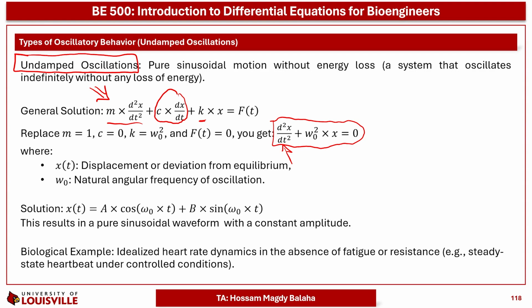And x is the displacement or deviation from equilibrium. If you are modeling a system and you find the final differential equation of that system looks like that, then this system is under the category of undamped oscillations. In this case, we have a general solution, x of t equals a cosine omega naught t plus b sine omega naught t. This equation is a pure sinusoidal waveform with a constant amplitude. It can be found in multiple applications, such as idealized heart rate dynamics in the absence of fatigue or resistance. In other words, steady-state heartbeat under controlled conditions.